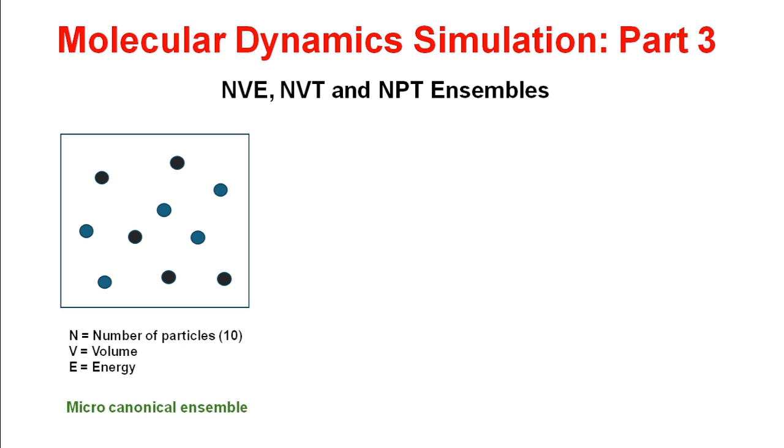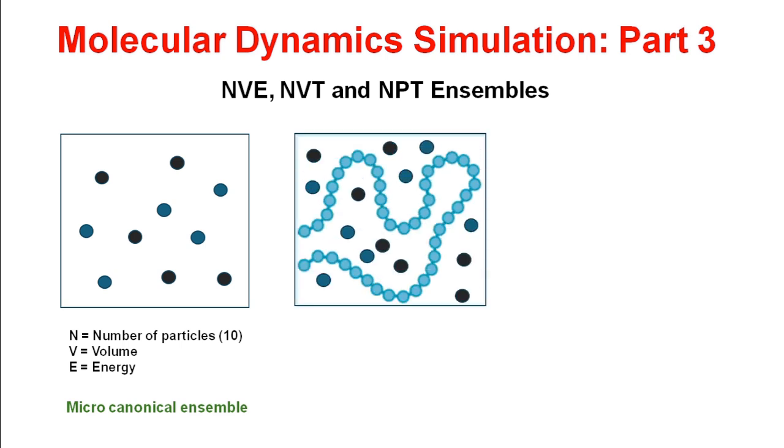But what if we want to simulate complex biomolecules or a larger number of molecules, like protein or DNA? This system will be very complex. Suppose this system contains a protein molecule, and the MD simulation starts from an unstable initial structure, and the atoms within this molecule have high potential energy that needs to be minimized.